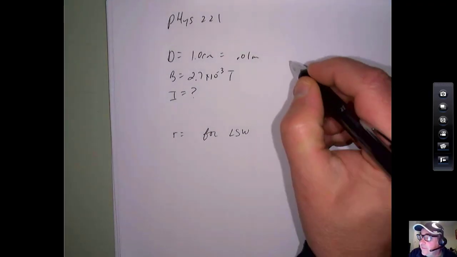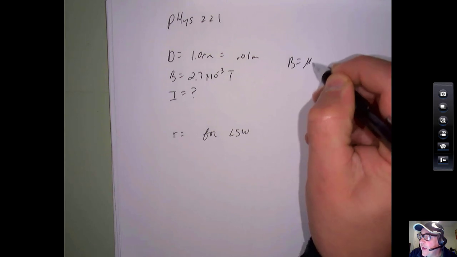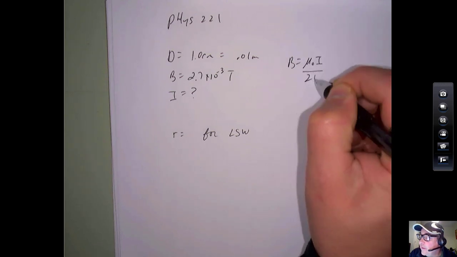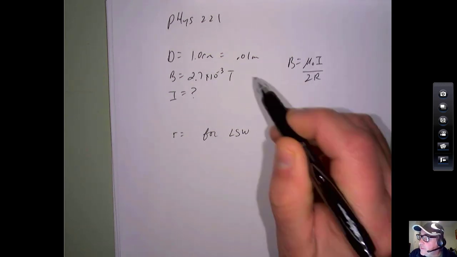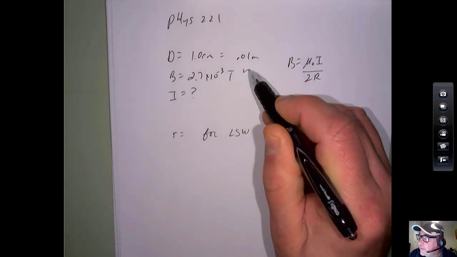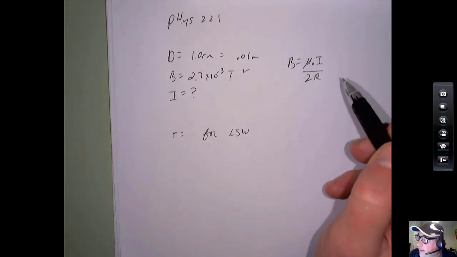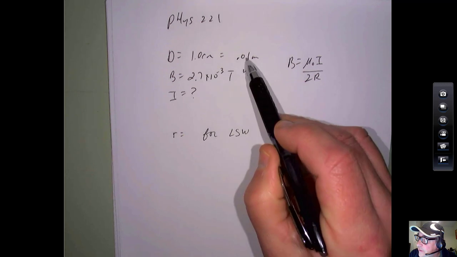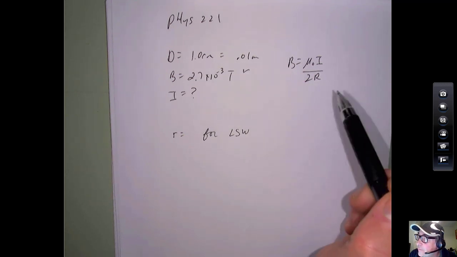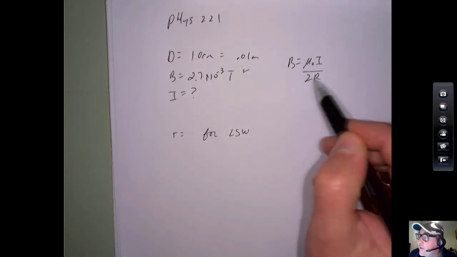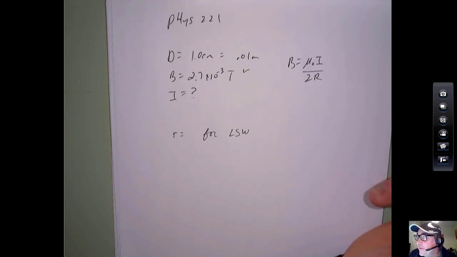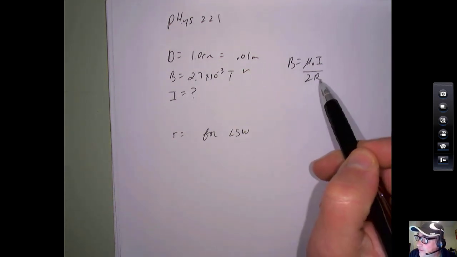Okay, so we know that the magnetic field for a loop is mu 0 I over 2r. In this problem, they give you the magnetic field strength, so you know that. They give you the diameter, and you need half that for the radius, or if you notice here, 2 times the radius is the diameter. So if you get the diameter, you're going to have to multiply it by 2 anyway, so let's just leave it as 2 times r.